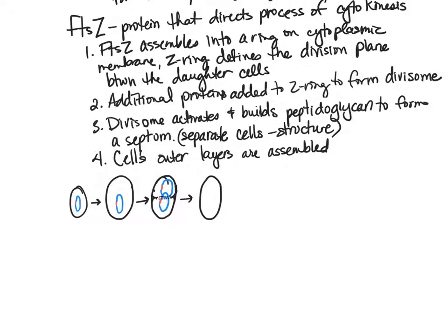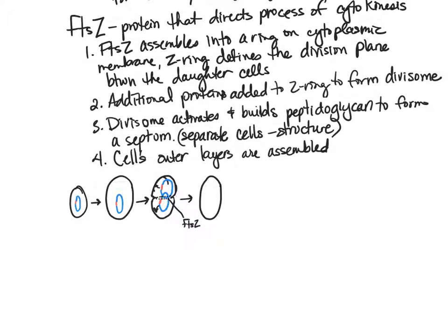So if I took my eraser, I could get rid of some of this stuff in here because what we're doing is we're pulling in on that plasma membrane. And that's right in here, these proteins. These are the FtsZ proteins, or the Z ring. So that's pulling in on the plasma membrane here. Our chromosomes are going to be moving in opposite directions to get out of the way as that's pulling through. Then our divisome is going to be formed with the addition of proteins to that Z ring. Then that divisome is going to activate and build peptidoglycan.